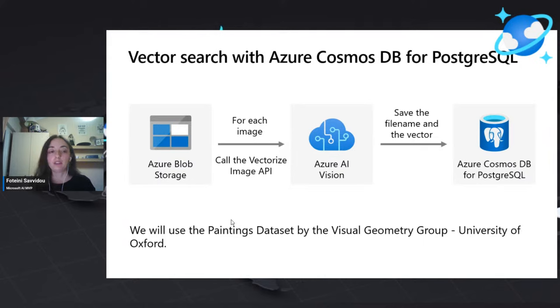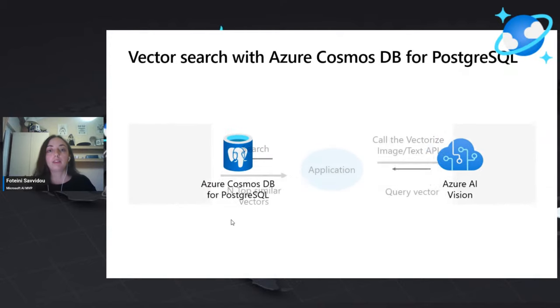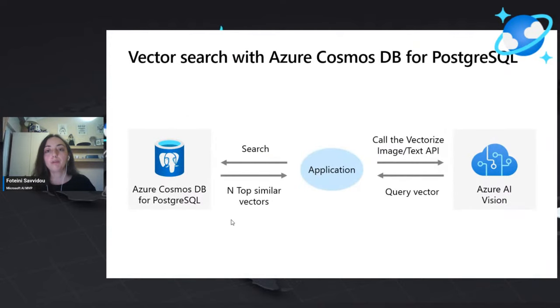For each image that's stored in Azure Blob Storage, I call the vectorize image API of Azure AI Vision to compute the vector embedding of this image. And then I save in my table in Azure Cosmos DB the file name of the image and its vector embedding in the table that I have created. I have already executed this flow because it takes some time to complete. But as I said, you can find all the scripts in my GitHub repository if you want to explore this process on your own. And now we'll jump into the next flow, which is the vector similarity search flow.